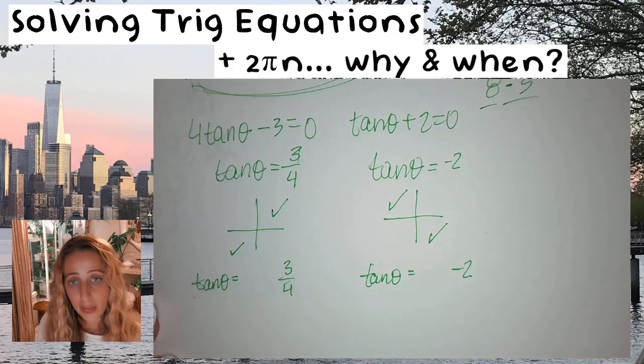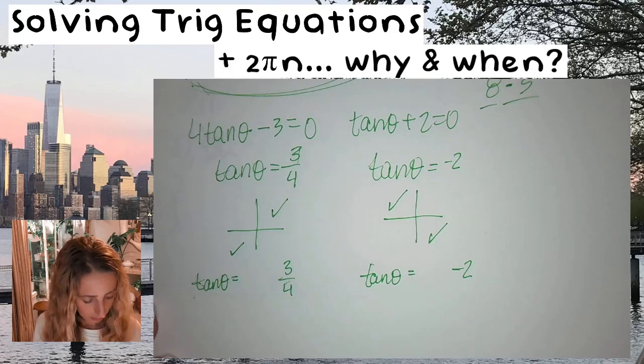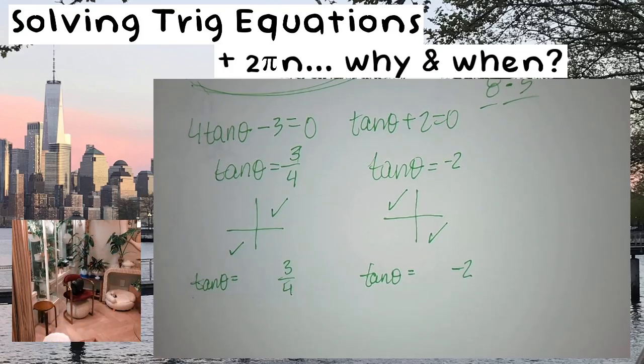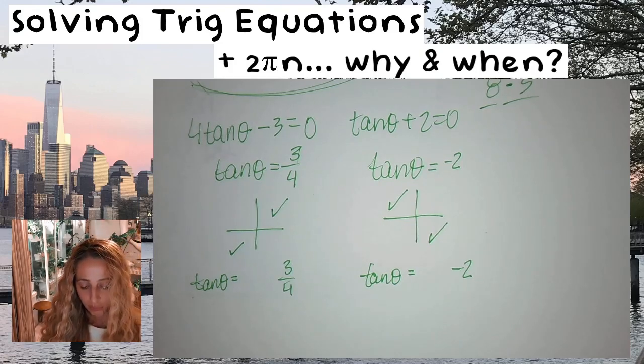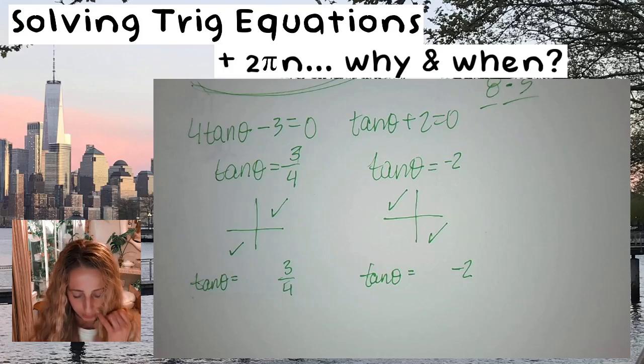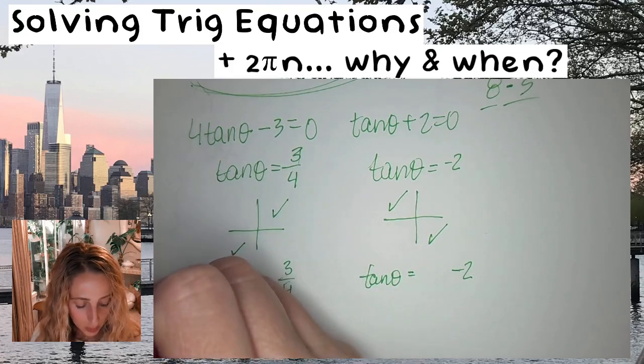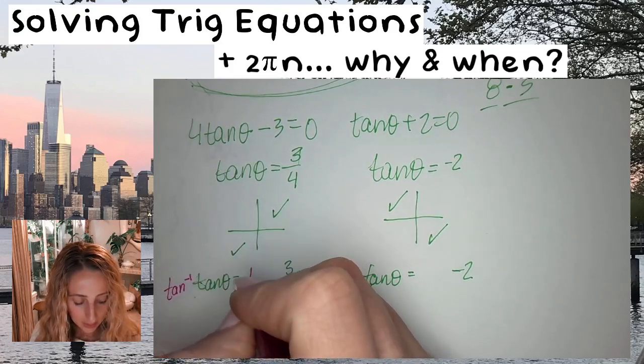Now, if I want to get theta alone on each side, the way we get rid of the tangent is we use an inverse operation. That's going to be tan inverse.